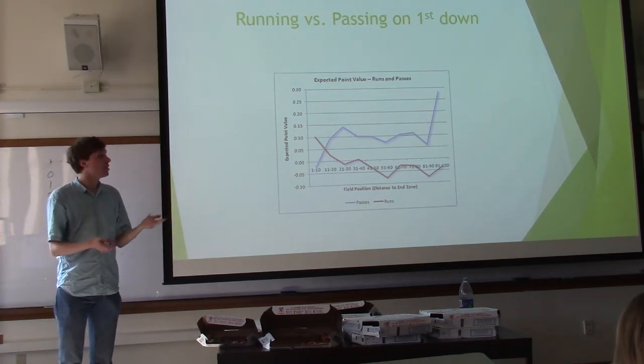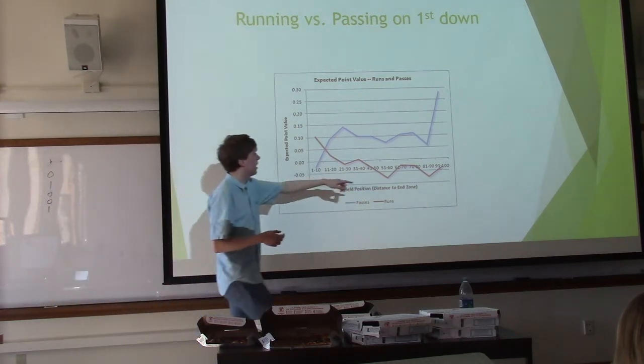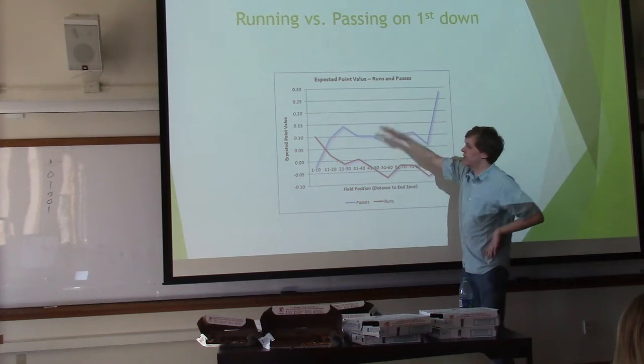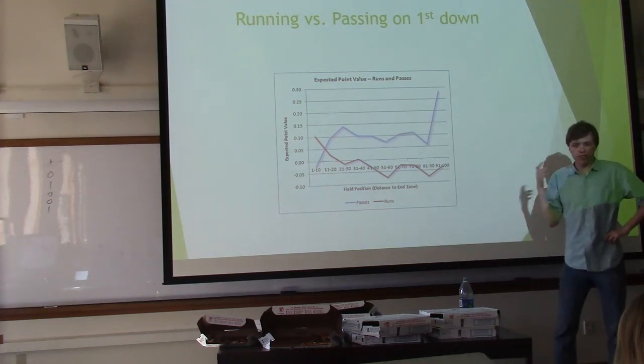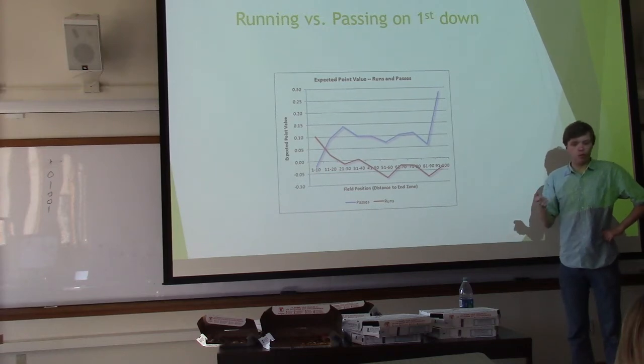Let's say a team runs on 1st down 10 times in a game. So the difference here, let's see, maybe I think the average is something like 0.1. So if they run the ball 10 times on 1st down in a game, that's a whole point that they just left on the field, on average, right?